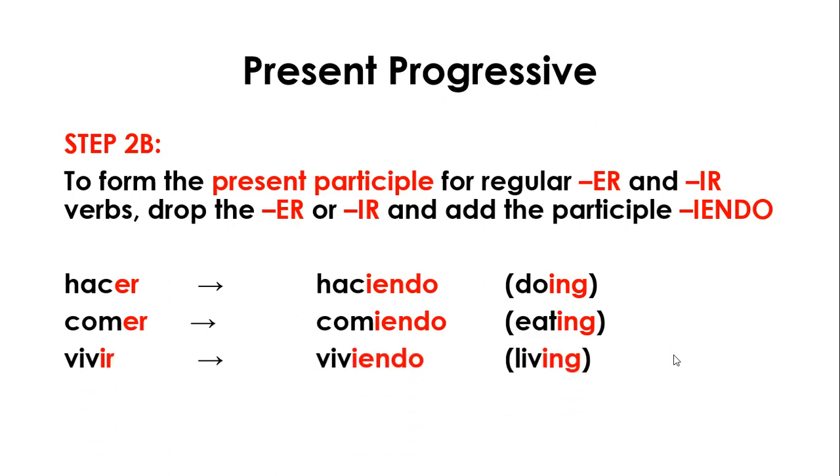Now we've got an IR verb, the verb vivir, which means to live. Take off the IR, switch it out for IENDO, and it means living. Finally, we've got escribir, another IR verb. Take off that IR, swap it out for IENDO, and then you'll have writing.